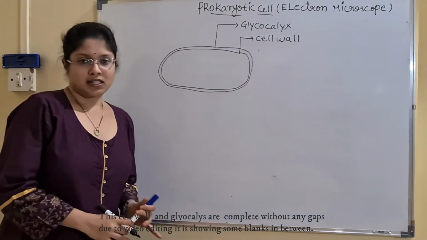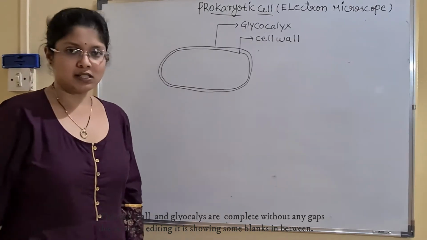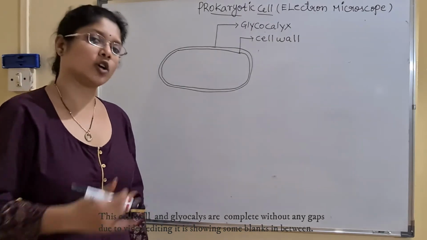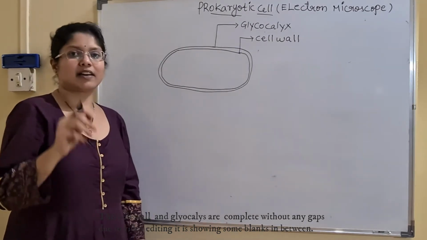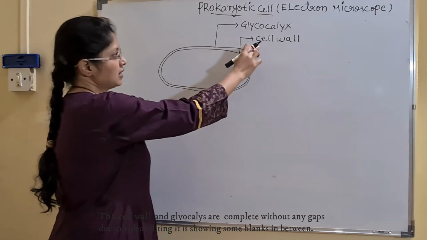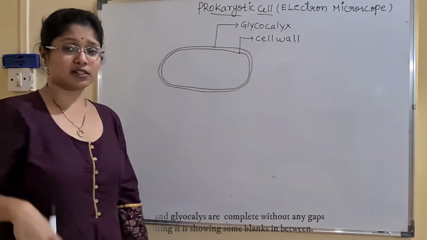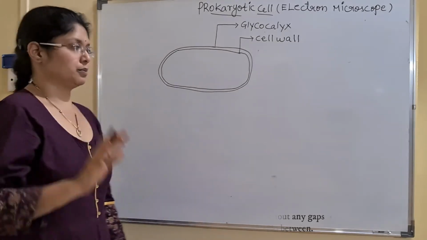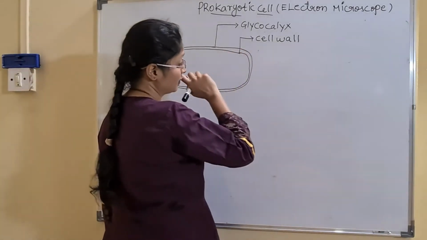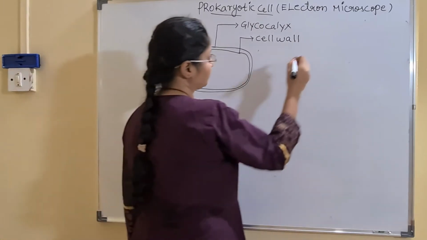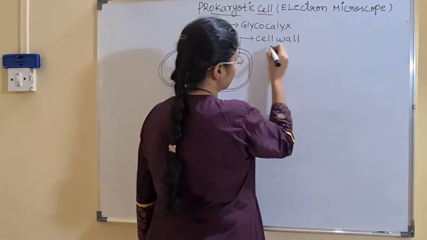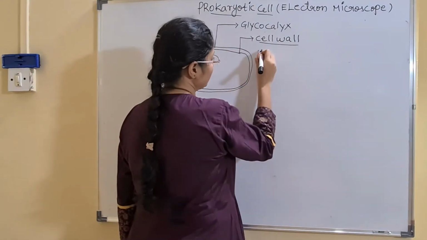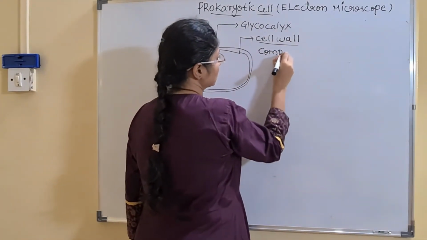So in bacteria, with one or two exceptions, each and every bacteria has a cell wall. Not like the glycocalyx, children, the cell wall is present in each and every bacteria with few exceptions. And the cell wall, firstly we will discuss the chemical composition.